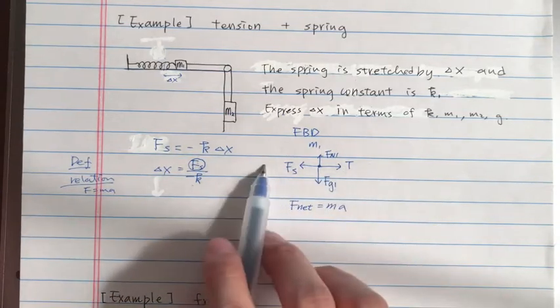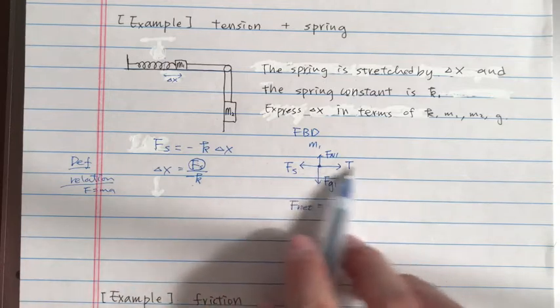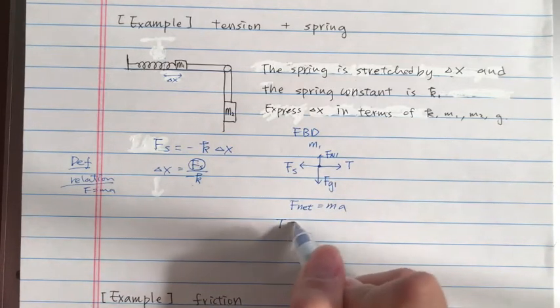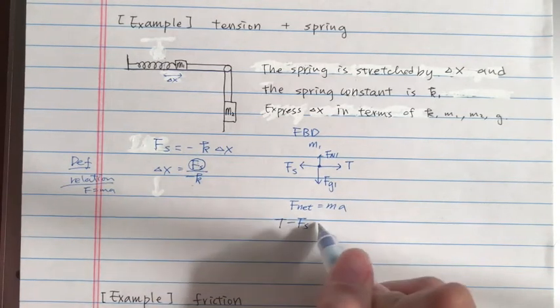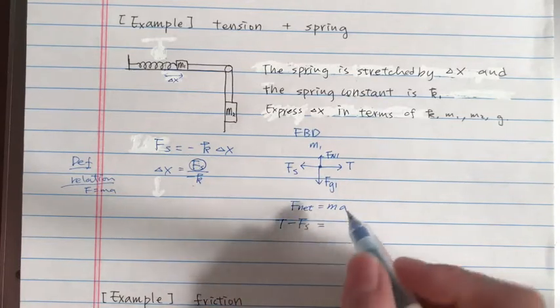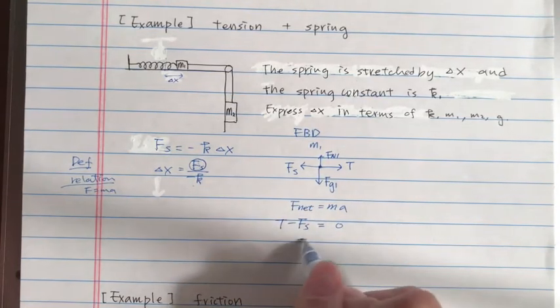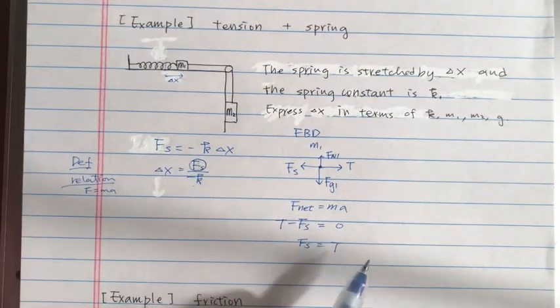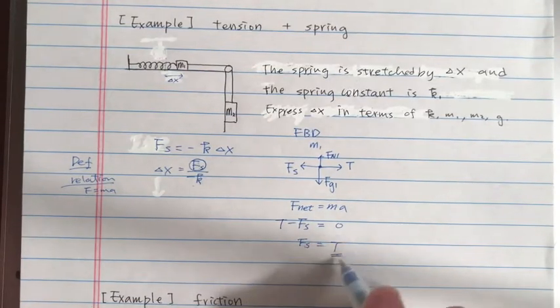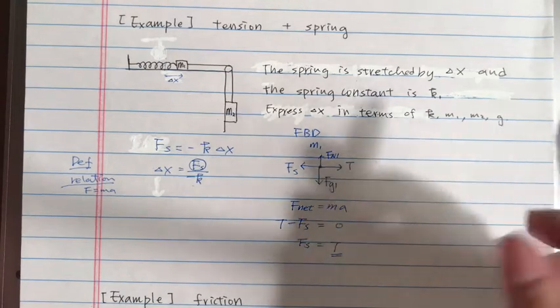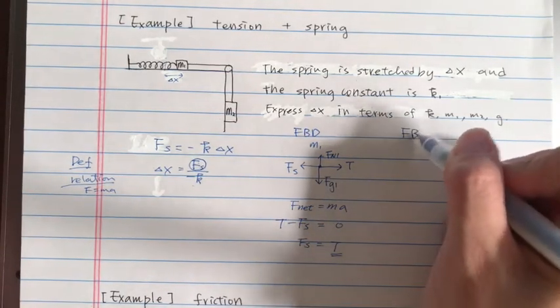So now let's see what's happening here. In this direction, the net force is T minus spring force equals ma. But in this case, it's not moving, so a is 0. So we get spring force is T. So we know what the spring force is. Spring force is tension. But hey, hold on, we still have no idea what T is. It's not in terms of all of these numbers. So we need more information.